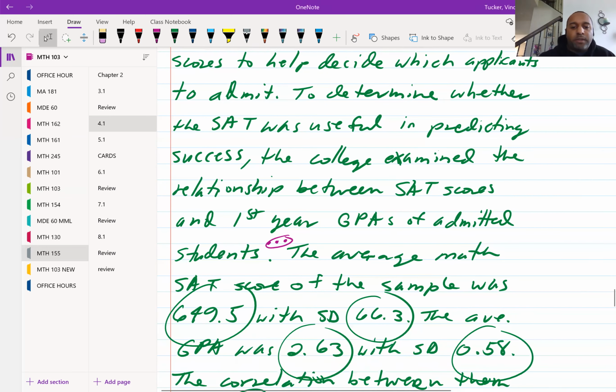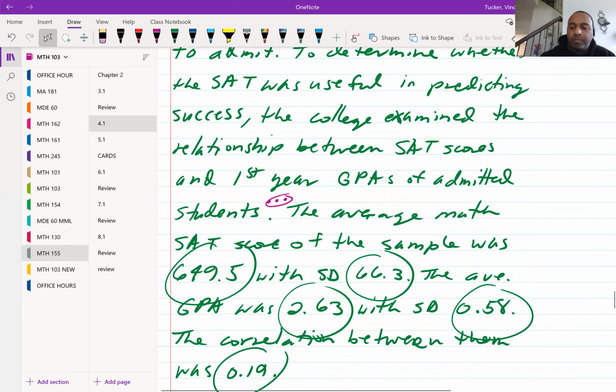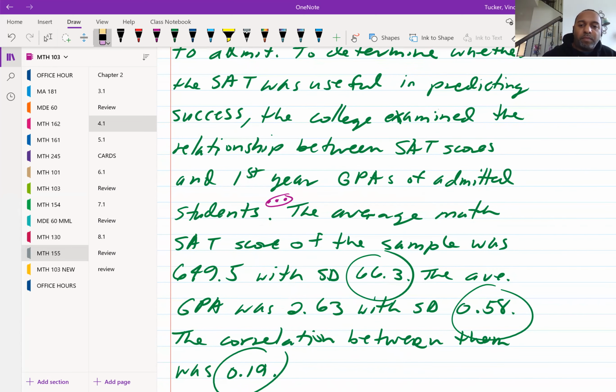All right, so let's see here. Erase some of this stuff. So then we have the average GPA was 2.63 with standard deviation of 0.58. Then the correlation between them was 0.19.